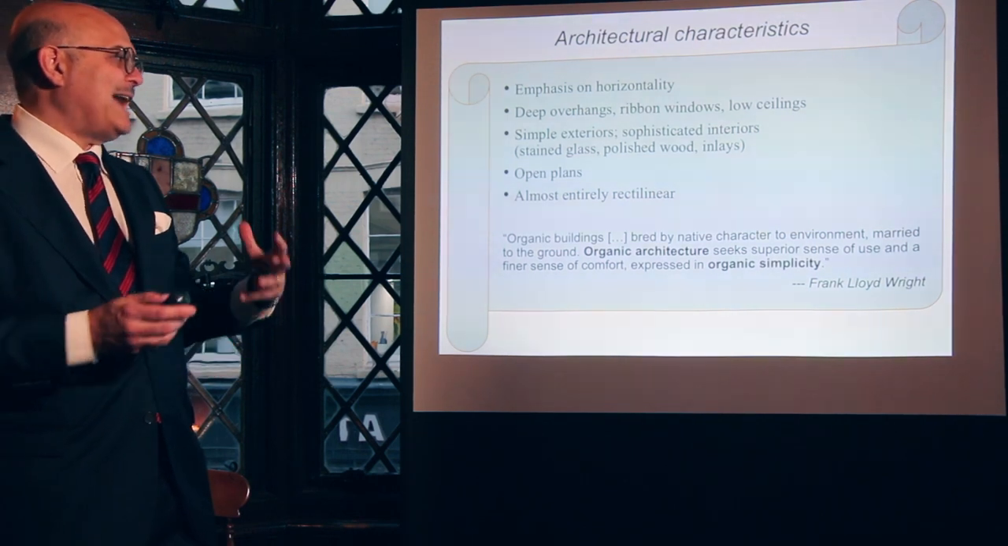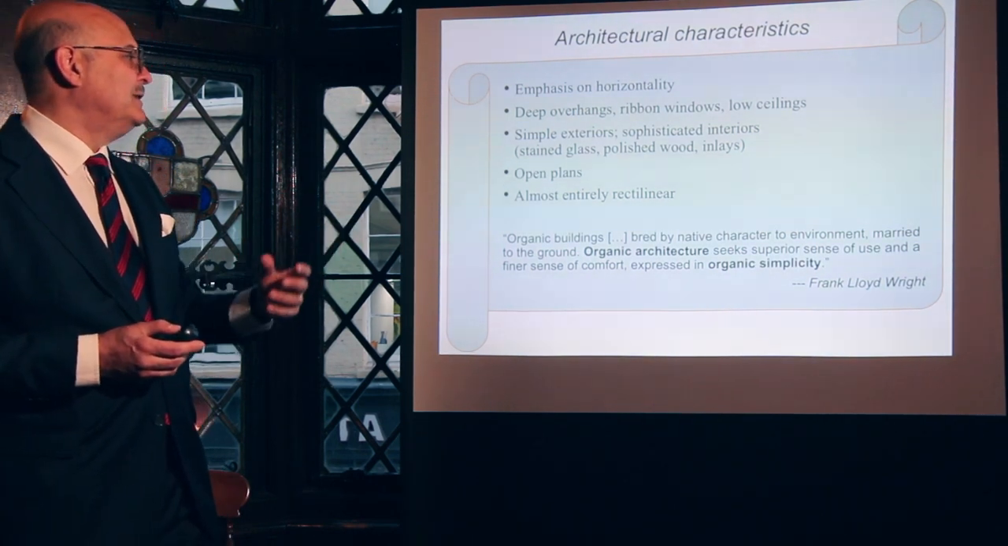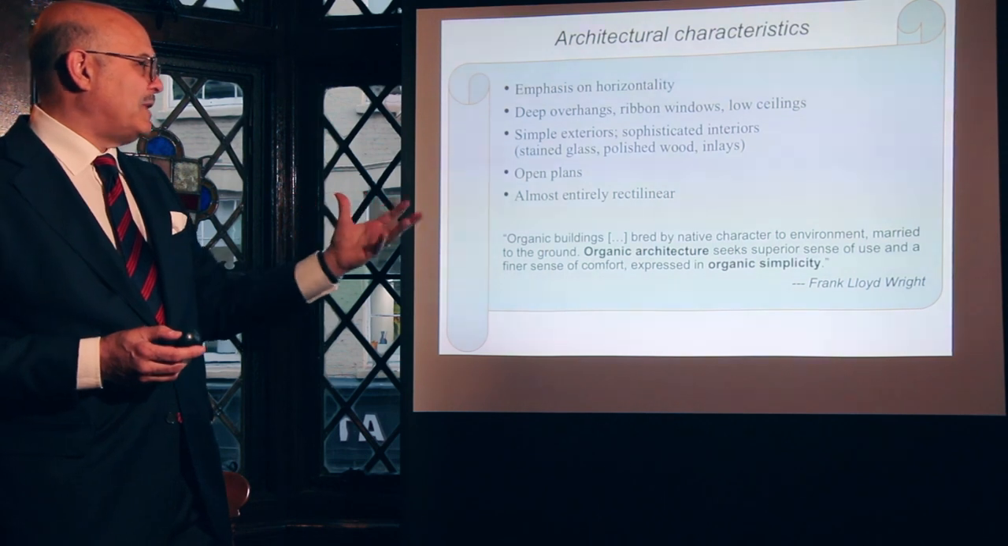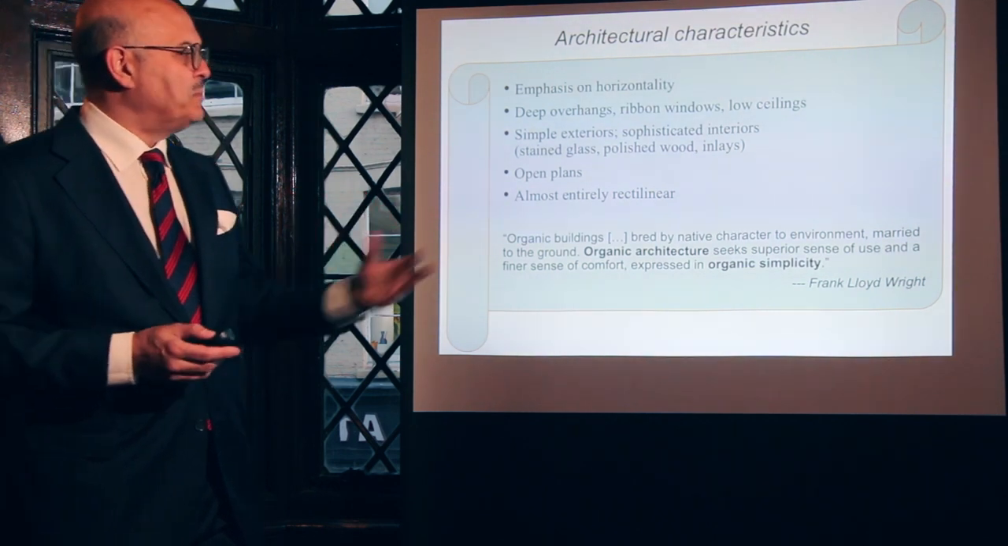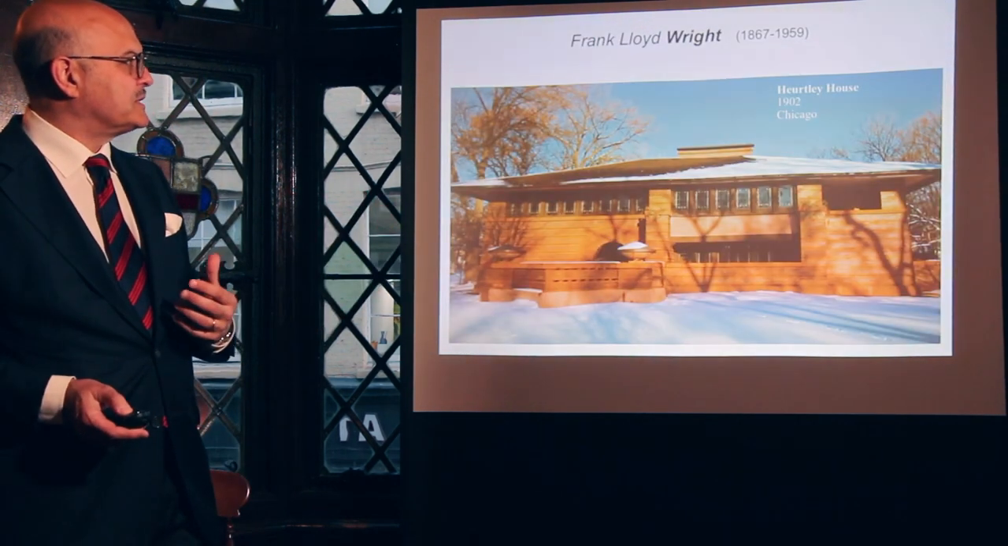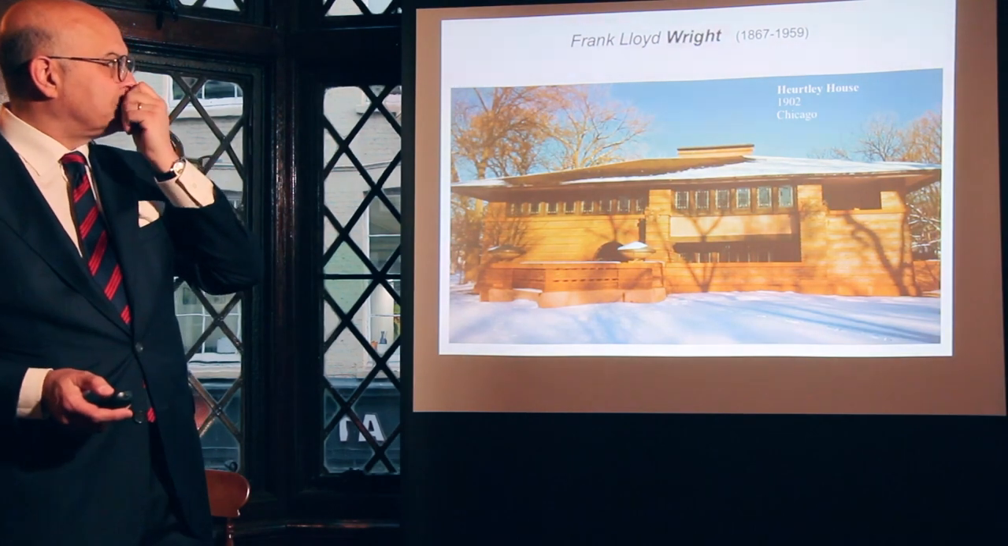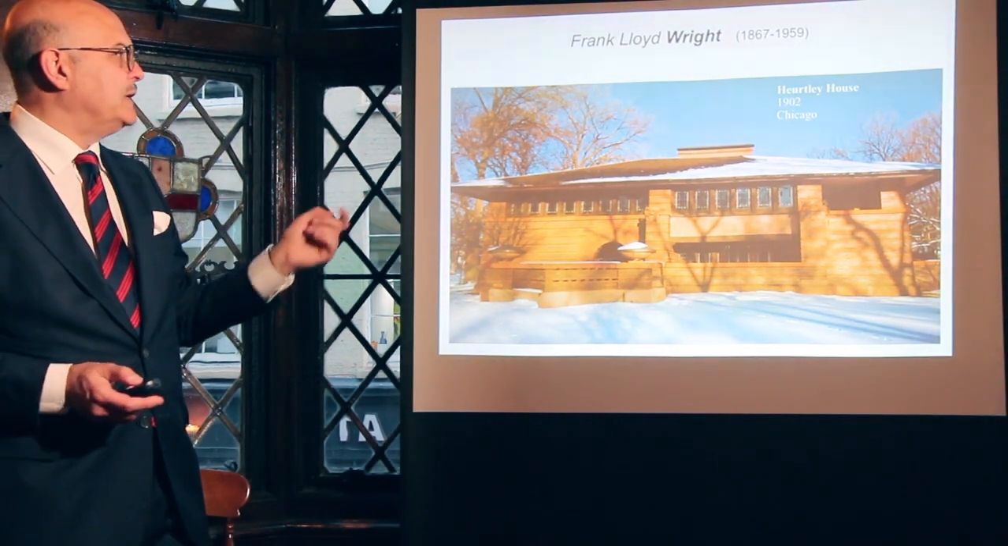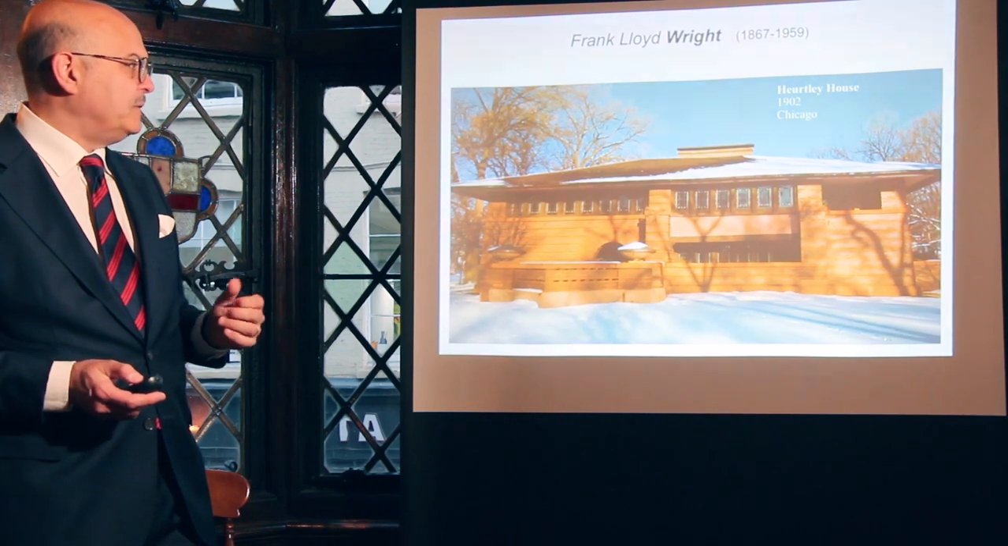You mentioned before, an organic style. You know, native character, to the environment, married to the ground, simplicity, very modern concepts. One of the early ones is Hurtley House in Chicago. He built a ton of buildings in Chicago.